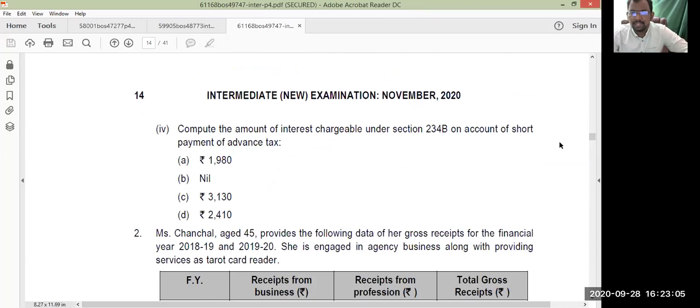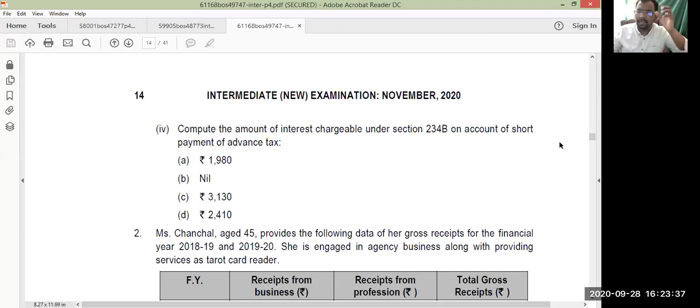Compute the interest chargeable under section 234B. When is 234B applicable? Non-payment of advance tax or short payment of advance tax. This is a case of short payment of advance tax because he already paid a certain amount as advance tax. That means the total advance tax paid by the assessee is less than 90% of the assessed tax. The difference amount is subject to interest under section 234B at the rate of 1% per month.